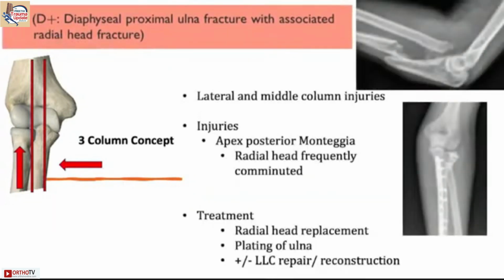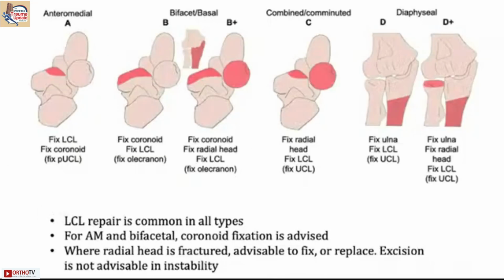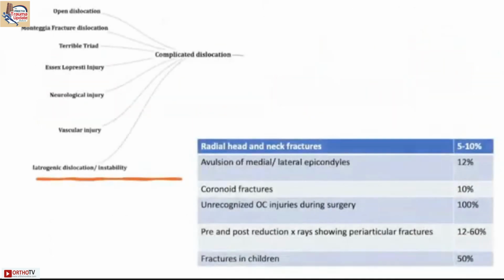D plus are lateral and middle column injuries like apex posterior Montagia. Here the radial head is frequently fractured. Treatment is by radial head replacement, maintaining the length, plating of the ulna, and repairing the lateral ligament injury. So this is an overview. All injuries have lateral ligament injury and need repair or reconstruction. For anteromedial and bifacet injuries, coronoid fixation is advised. Where the radial head is fractured, it is advisable to fix or replace.